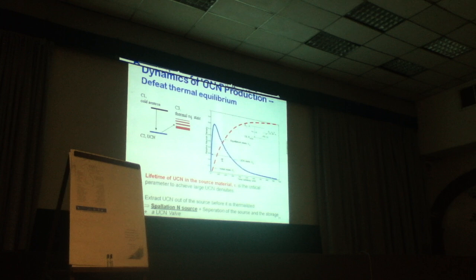Another useful trick is to install a valve separating the UCN from the source, because the source is also a loss, right? The inverse process can lead to rethermalization. So at the time of peak production, you close the valve, preventing the ultracold neutrons from rethermalizing through interaction with the material, and now you can enjoy the maximum density of ultracold neutrons.